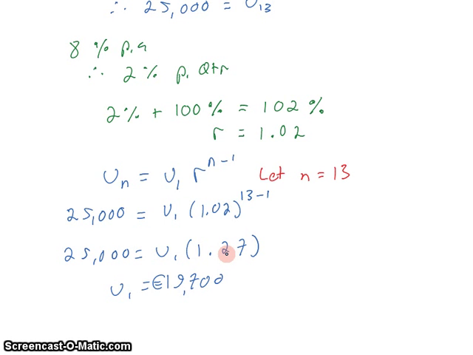So if we invest 19,700 euros today in an investment that accumulates quarterly at an annual rate of 8%, we can have 25,000 euros after 3 years. That's 5,000 euros just for putting your money away in an investment. That sounds all right to me.